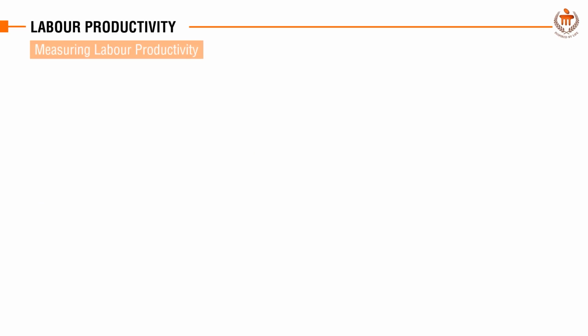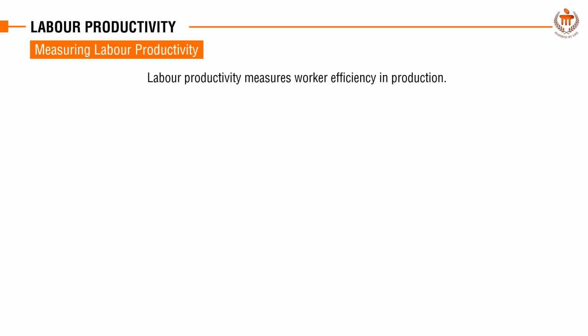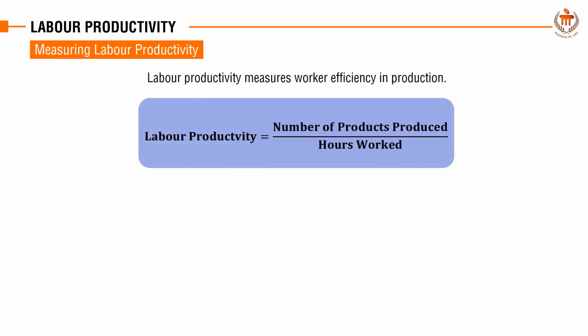Labor productivity is an important metric used to assess the efficiency of the workers in a production process. It is calculated by determining the number of products produced per hour for an individual. This measure provides insight into how effectively labor is contributing to the manufacturing process and helps identify areas for improvement. The formula for calculating labor productivity is equal to number of products produced divided by hours worked.